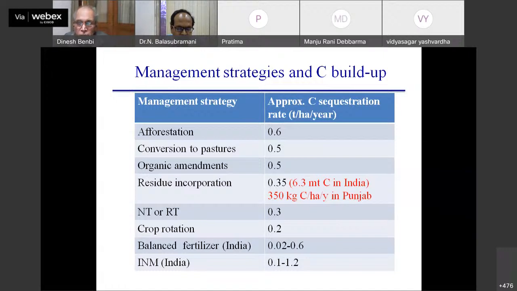Now, these are estimates which we have made based on studies in India, of how much carbon you can sequester in Indian soils per hectare per year. Roughly about 0.2 to 0.6 tons of carbon per hectare per year could be sequestered. Now, crop residues. In India, you produce 600 million tons, and out of that, if 150 million tons are added to Indian soils, you can sequester 6.3 million tons of carbon. In Punjab alone, if you don't burn it, you can increase carbon content by 350 kilograms of carbon per hectare per year. So this is a key technology which we should try to adopt.